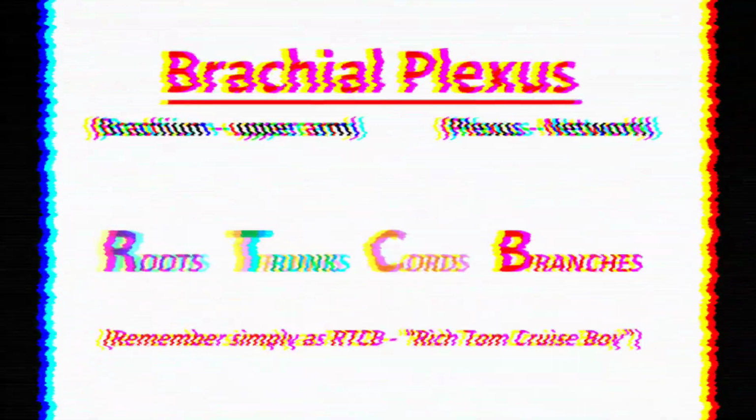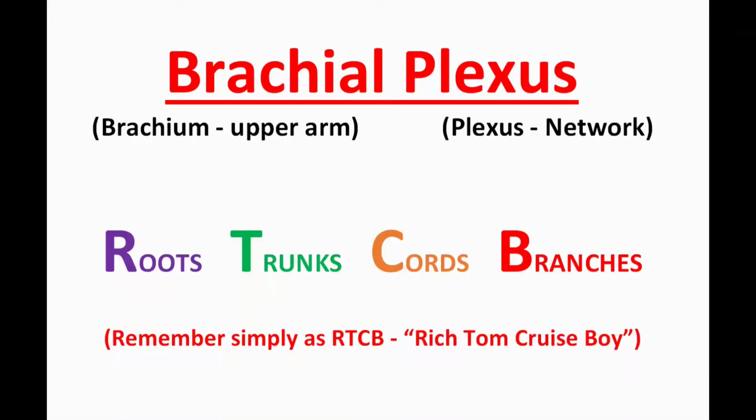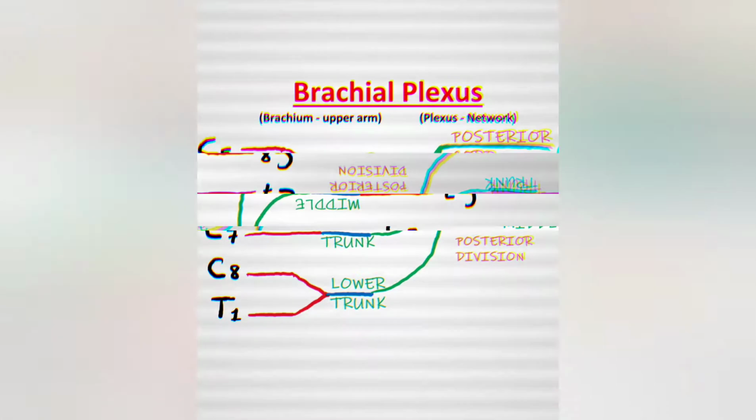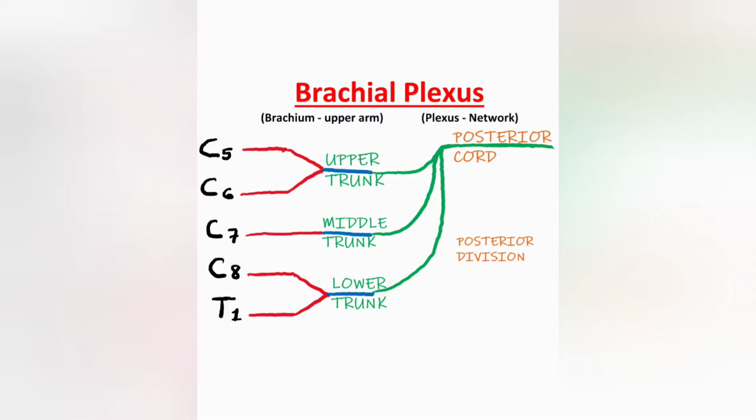Now let me remind you again where we have reached. We have completed the roots, then we have completed the trunks, and now we are moving ahead to see how the chords are formed. The first chord which we are going to form is the posterior chord. Now how to form this chord? It's very simple. You take a division from each of the trunks and form a chord. Now remember, this division is the posterior division. Each trunk gives two divisions, an anterior and a posterior division.